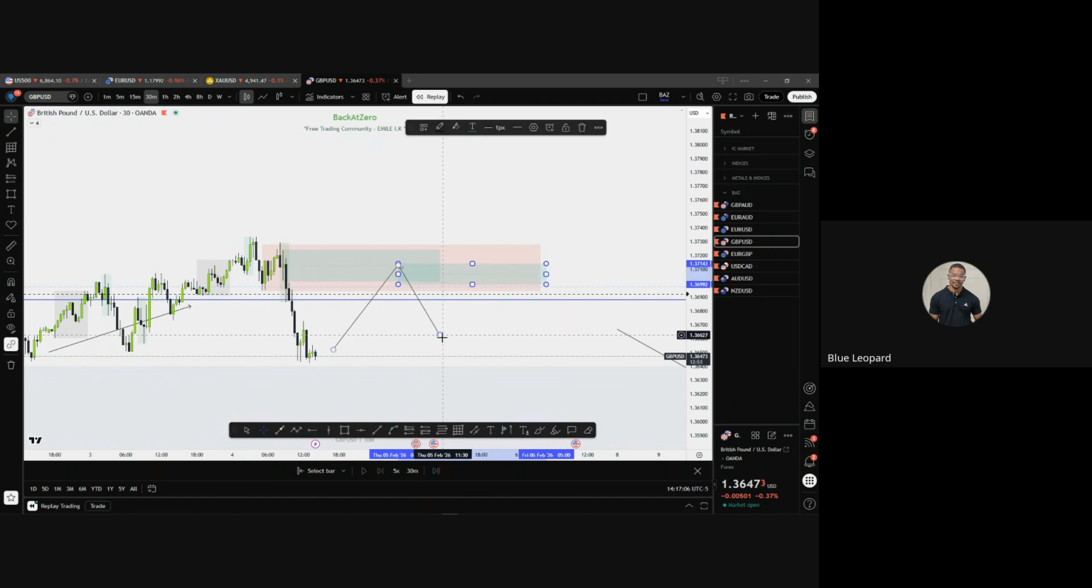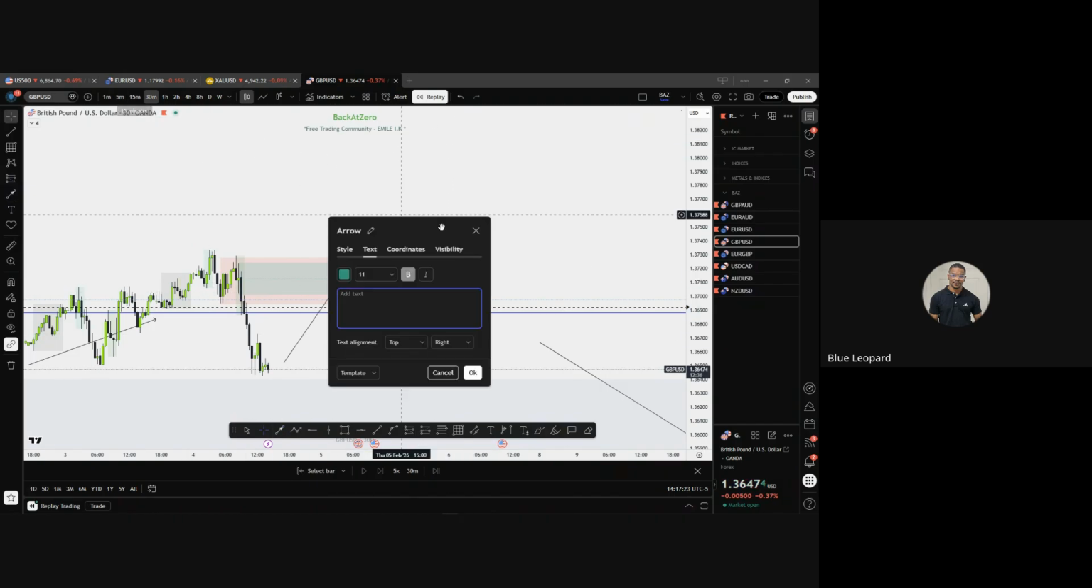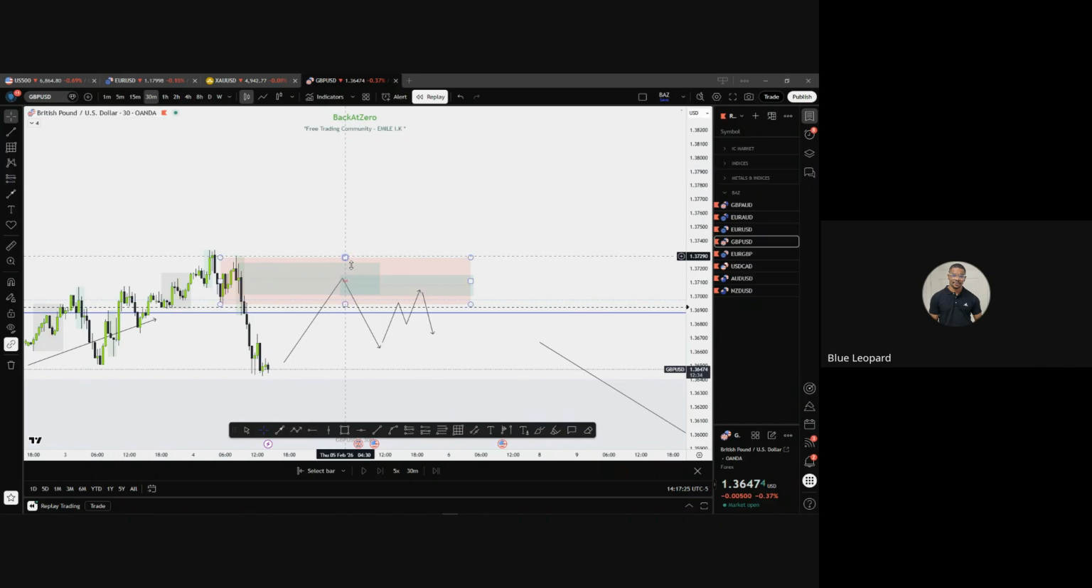From that M30 engulfment, you will now have a move coming back inside. I think during London or New York session, remember this is GBP USD. Here, I will wait for price to create an engulfment on M5. Okay, I will go now on M5 and find another engulfment inside here, and this will be my entry.